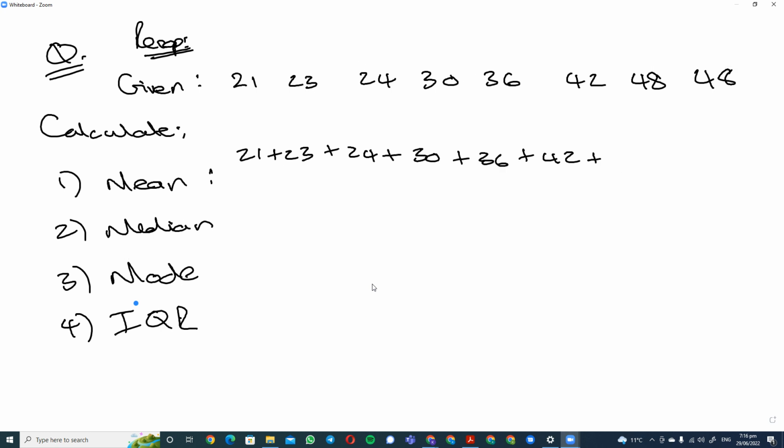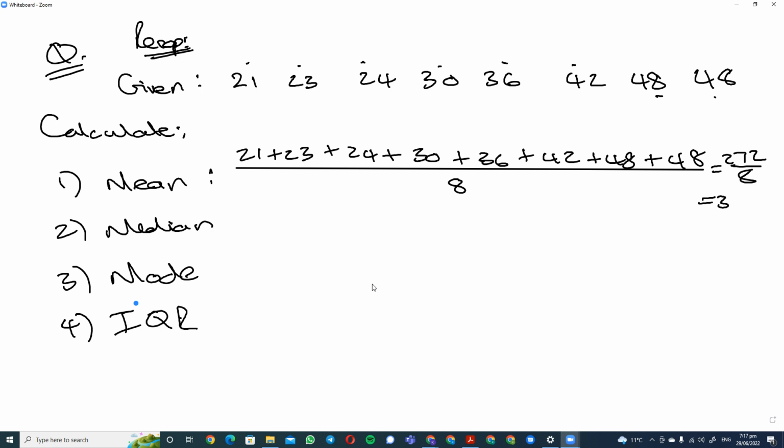So we're given those values 21, 23, 24. Okay, so stop here and work it out. All right, so after this, you worked it out, and we're saying that the mean is the sum of all the numbers. We have 8 numbers, so we divide it by 8. The sum comes to 272, divided by 8 is 34. That can take you like 1 minute to do.